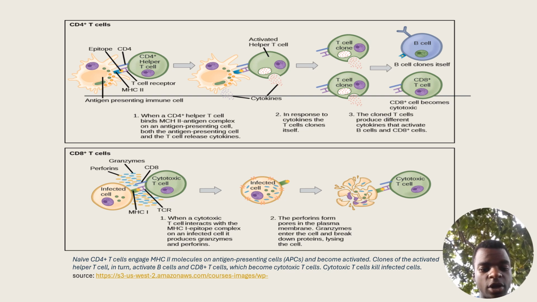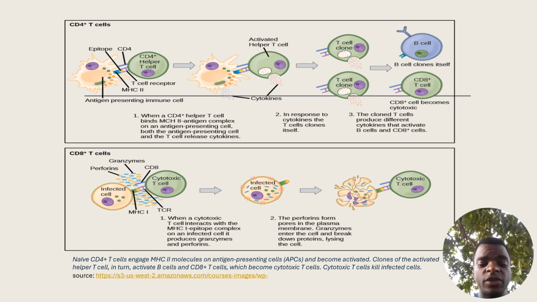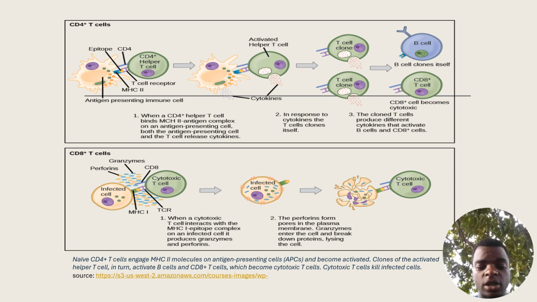MHC I epitope complex on the infected cell, it produces granzymes and perforins, and the perforins form pores in the plasma membrane. Granzymes enter the cell and break down proteins, killing the cell. That's how it works in short.